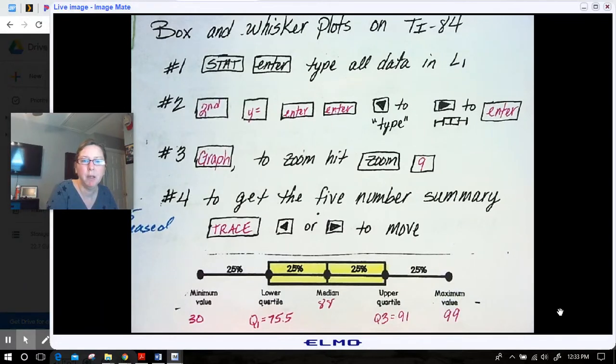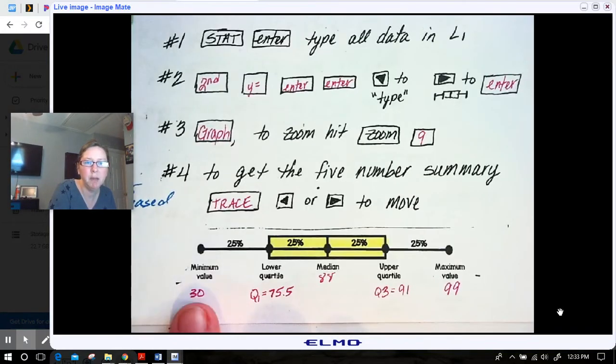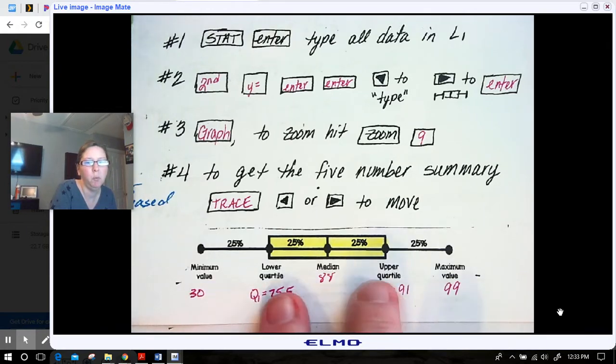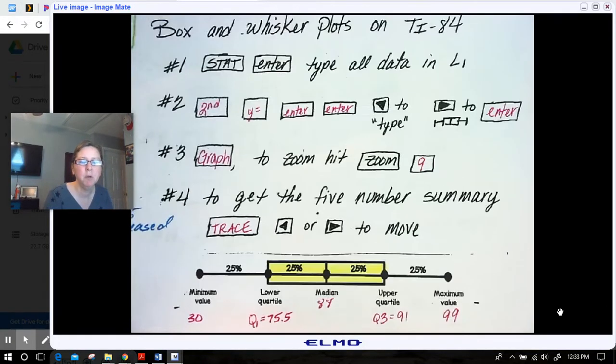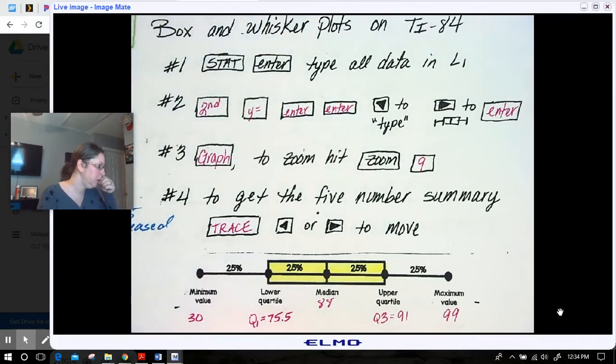All right. And so what I've done here is I've taken our data set from our 16 quiz scores and I've included them in this box and whisker plot to give you an idea of how things fall in, okay? The median, the middle number, was 88, the maximum is 99, the minimum value is 30, okay? And then I found the lower quartile and upper quartile, and we're going to find those when we put our box and whisker plot into the calculator. So go ahead and copy those notes very quickly.